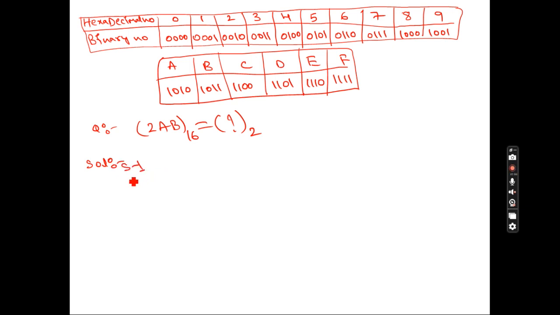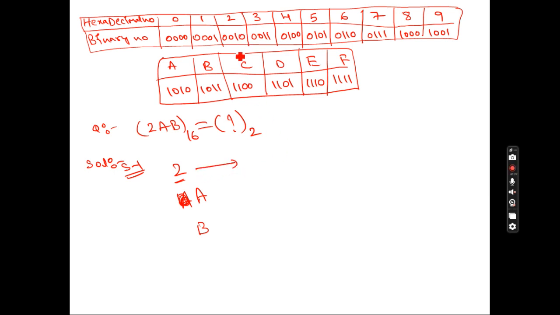In step one, whatever problem is given, you take the individual digits from the hexadecimal. So 2 you write separately, A you write separately, and B you write separately. Once you have split all these numbers, by seeing the above table, you write the related binary number for each one.